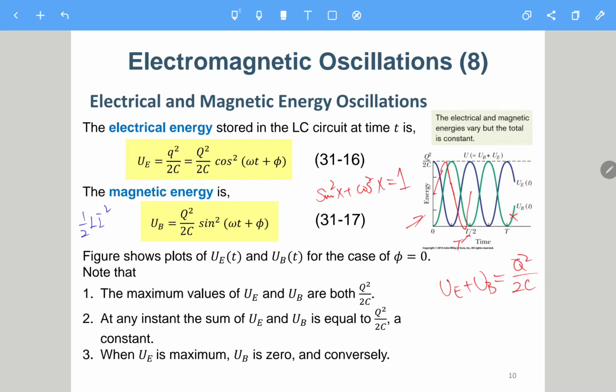Actually, this one should be correct because it's already squared. So actually, this is correct. This is Q squared over 2C, and this is 0. So they add up to be Q squared over 2C. Okay, this is correct.